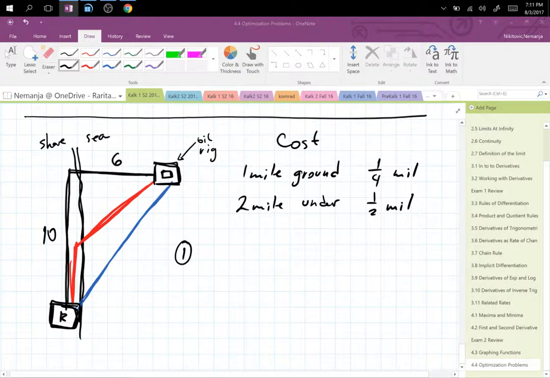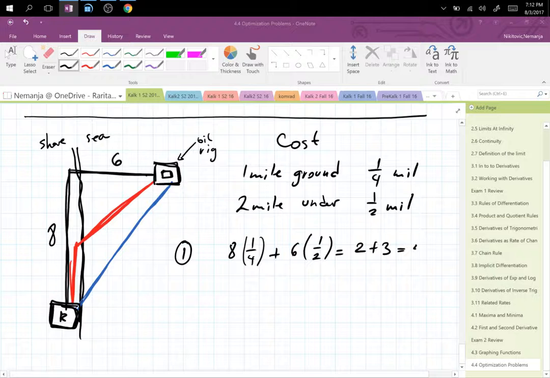You go 10 miles up, so that's 10 times $250,000 plus 6 miles underwater, which is 6 times $500,000. Oh, I should have picked 8 because times a quarter, easier calculations. 8. So 8 miles times a quarter is going to be $2 million, plus 6 miles for $500,000 is $3 million. So it will cost you $5 million to make the pipeline if you use the black route.